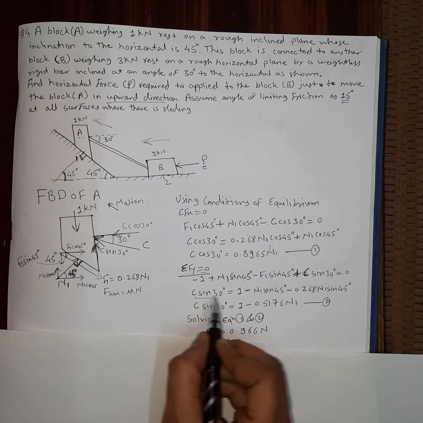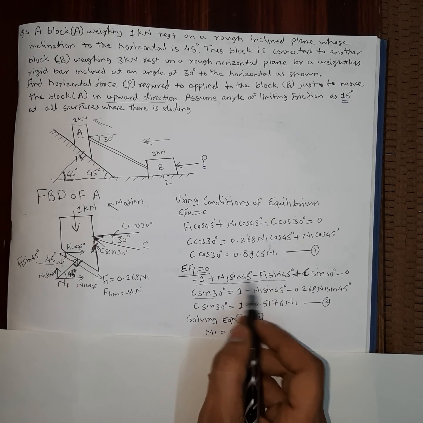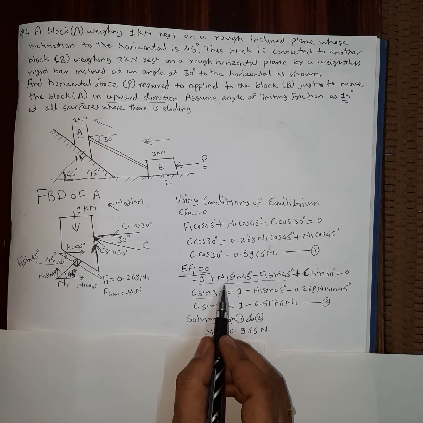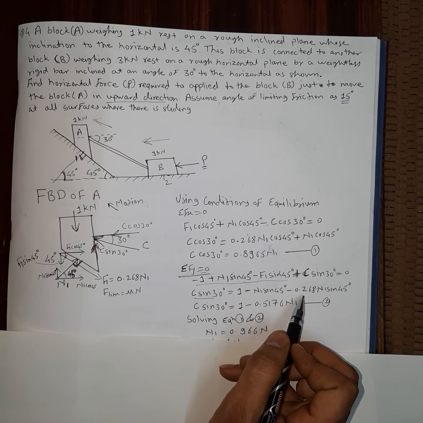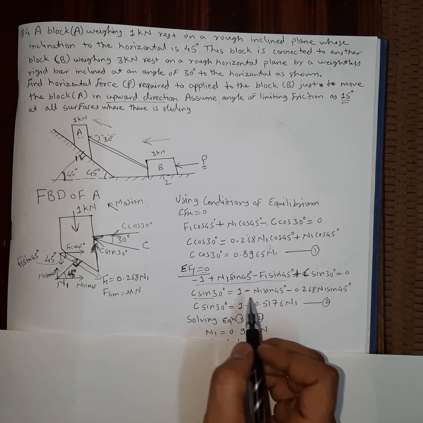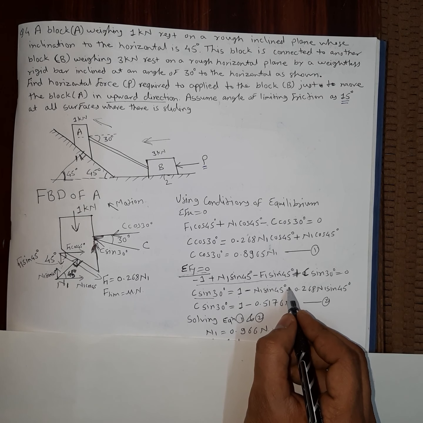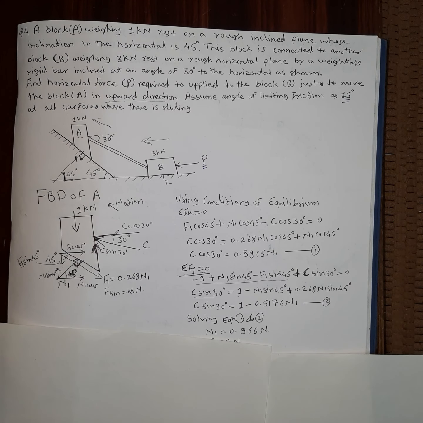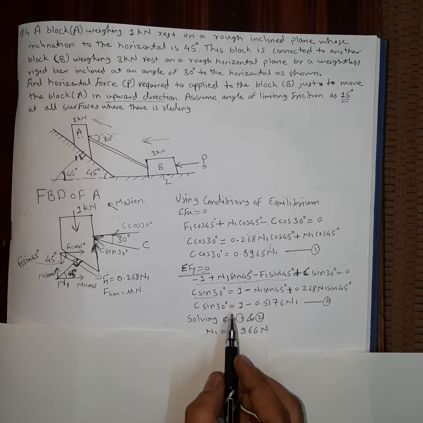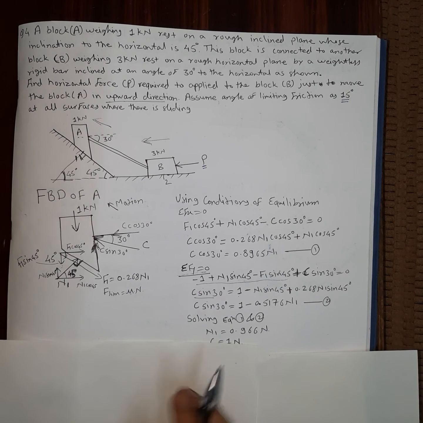Again solving it for C sin 30. So now here C is positive, so whatever other terms are there, that will go toward the right hand side. So minus 1 will become plus 1, plus N1 sin 45 will be minus N1 sin 45, and minus F1 sin 45 will be plus F1 sin 45. So again here we have to write it as positive. Okay, so that C sin 30 here plus F1 sin 45. So when you solve this, you will get C sin 30 is equal to 1 minus 0.5176 N1. Okay, so again solving equations 1 and 2.